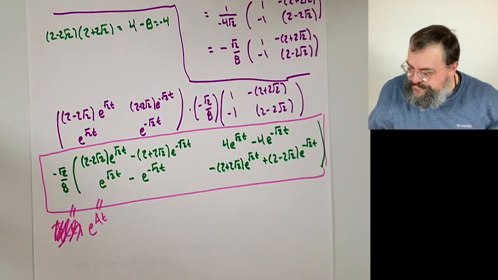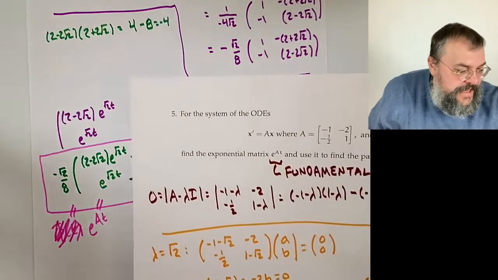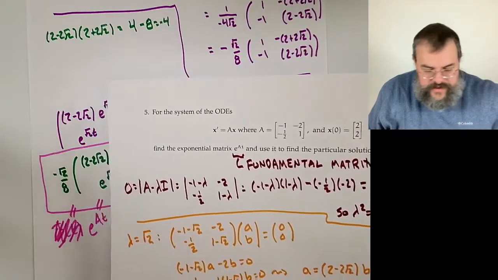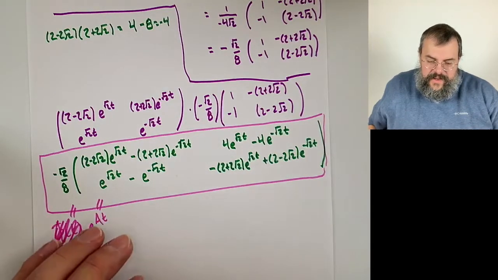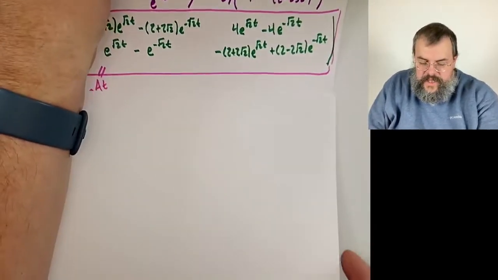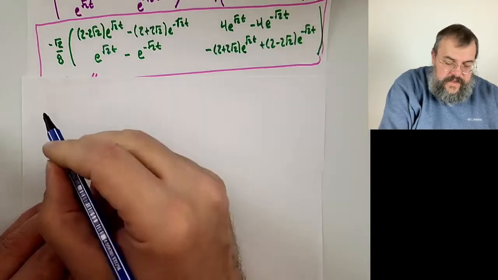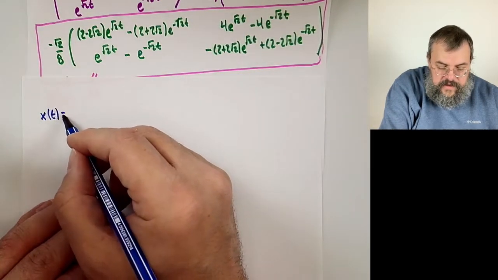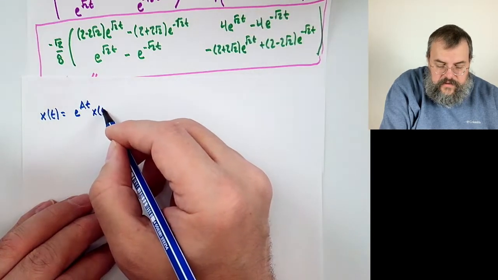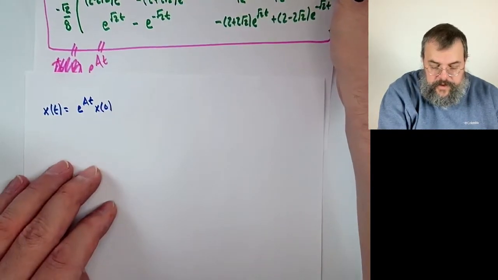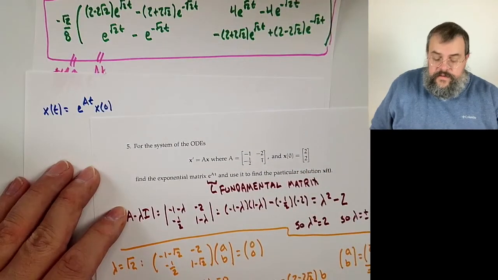What's left to be done? Solve for x0. Okay. We're told x of 0 is 2, 2. All right. Grab some blank paper because we're running out of space. And now, the key thing is, once you have e to the at, we have that x of t is equal to e to the at times x0. All right, well, we have e to the at, and we have x0 is 2, 2.